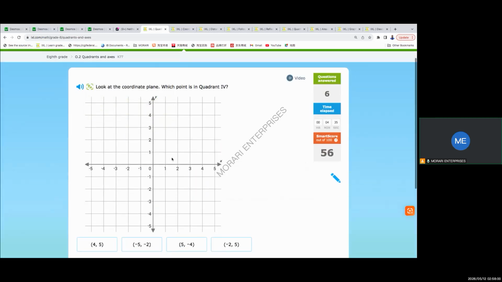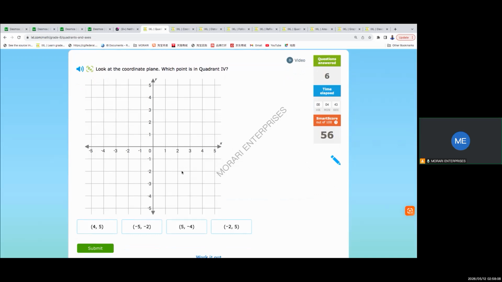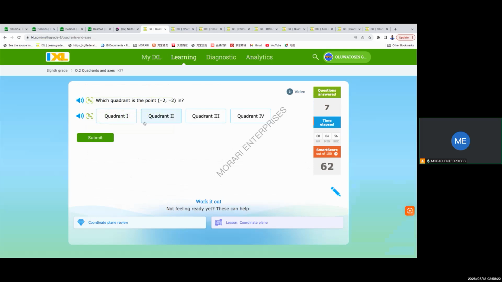Last question. Look at the coordinate plane. What point is in quadrant 4? Quadrant 4 is this point. So I move right and down. So that is positive and negative. So which point is positive, negative? Submit. Correct answer. So that brings us to the end of the coordinate plane 2. We've gone through the basics about the coordinate plane.